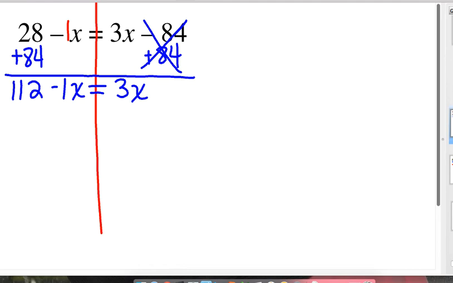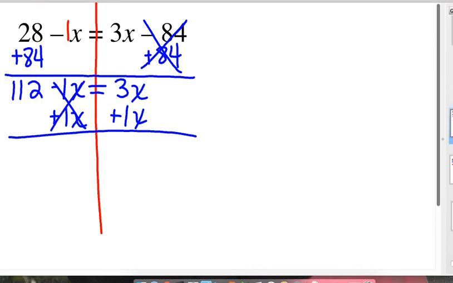Okay? Step 2 is look at your variable terms. I see an x on the left and an x on the right. Somebody's got to move, and the guy on the right has to stay put, so the guy on the left has to cross over. So I'm going to move the minus 1x by adding 1x, always doing the opposite. See you later. I have 112 on the left. There's my equal sign. 3x plus 1x, 4x.